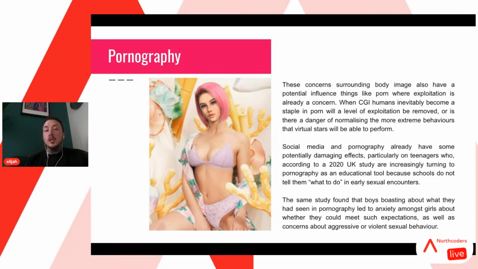Social media and pornography already have some potentially damaging effects on teenagers, who, according to a 2020 UK study, are increasingly turning to pornography as an educational tool because schools do not tell them what to do in early sexual encounters. The same study found that boys boasting about what they'd seen in pornography led to anxiety amongst girls about whether they could meet such expectations, as well as concerns about aggressive or violent sexual behavior.